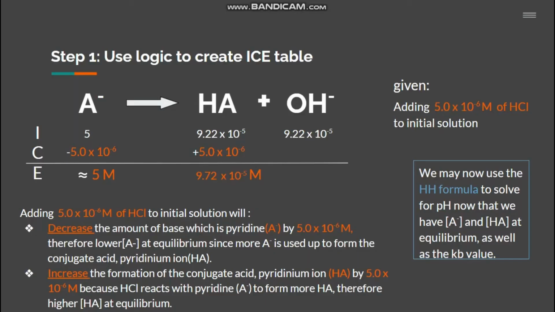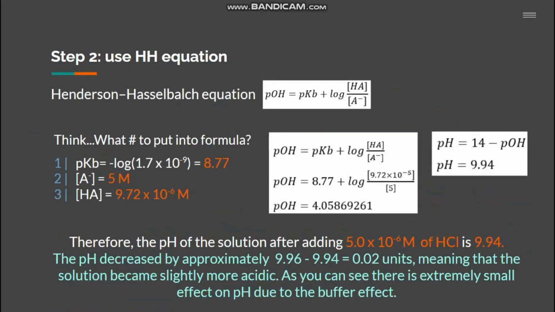Adding strong acid to our initial solution will decrease the amount of pyridine by 5 times 10 to the power of negative 6 moles as the acid reacts with pyridine to form more pyridinium ions. This also means the pyridinium ions will increase by 5 times 10 to the power of negative 6 moles as more of it gets formed when the acid reacts with pyridine. With our new equilibrium concentrations, we may now use the HH formula to find the pH. The pKb remains constant, and we can sub in the A and HA values into the formula to get the pOH and then subtract it from 14 to get the final pH of 9.94.